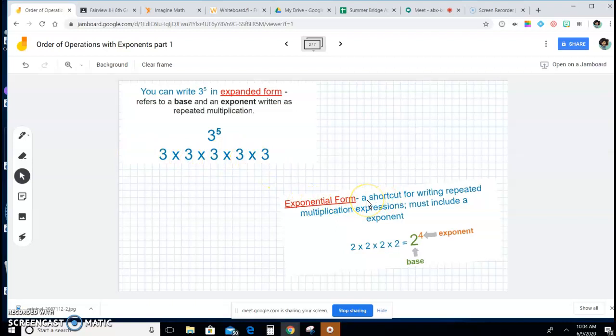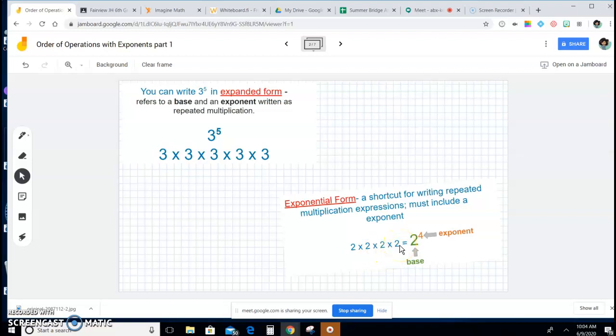Exponential form is what you're going to be seeing a lot of. It's a shortcut for writing repeated multiplication. So we know multiplication is repeated addition. Exponents are repeated multiplication of the same factor. So this must include an exponent. So for example, 2 times 2 times 2 times 2 is 2 to the 4th power. That means I'm multiplying 2 times itself 4 times.